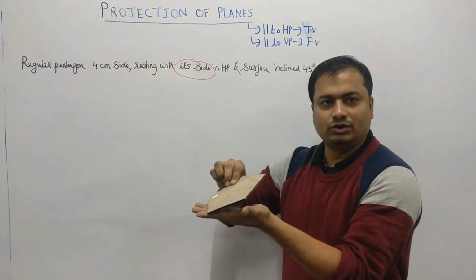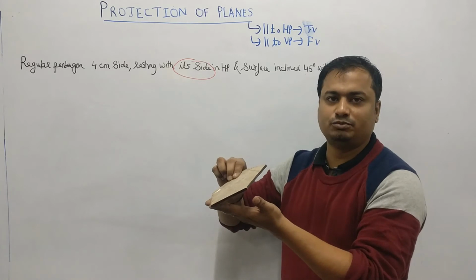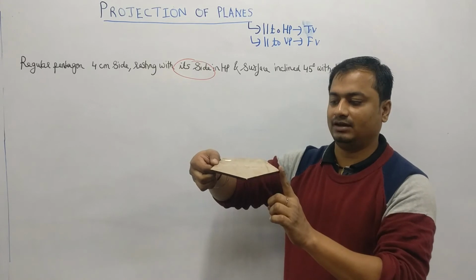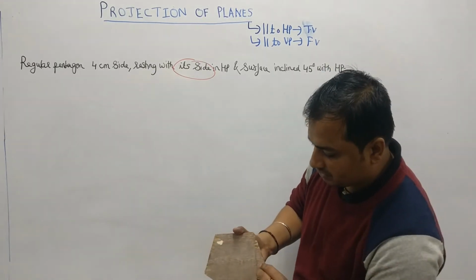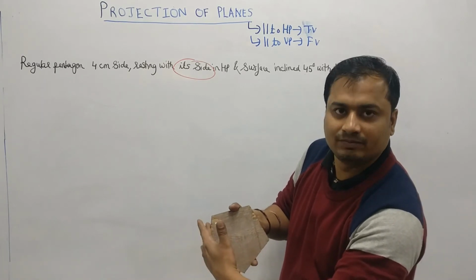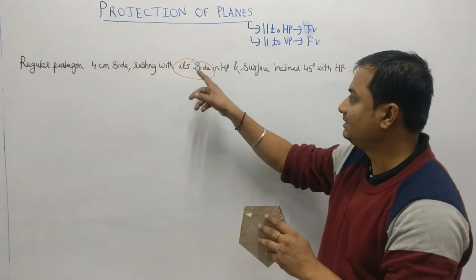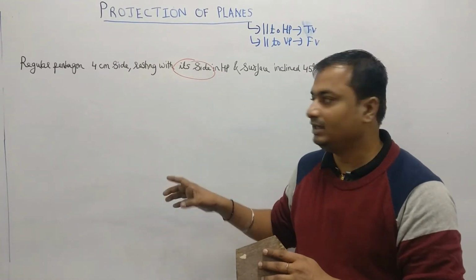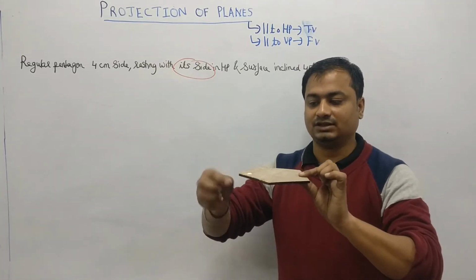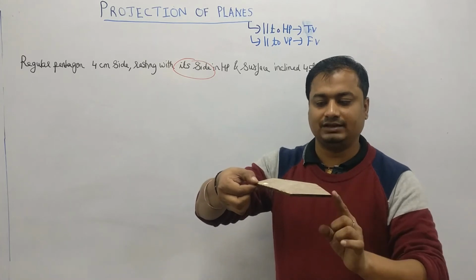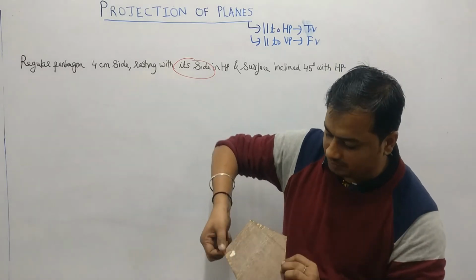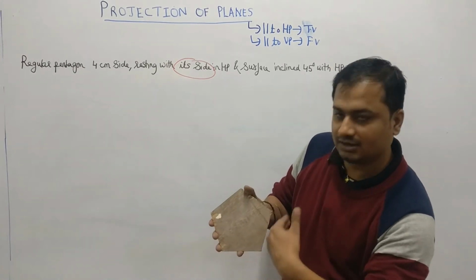So what are the steps I have told you? There are two stages. In the first stage, we have to assume it parallel. When this pentagon becomes parallel to HP and you see from the top, one side of the pentagon looks vertical on the left. This is very important: resting with its side or resting with its corner. If it is given resting with its corner, then you see from the top, this corner should be on the left side and the vertical comes on the right side.